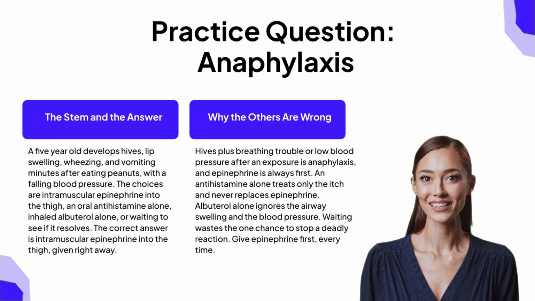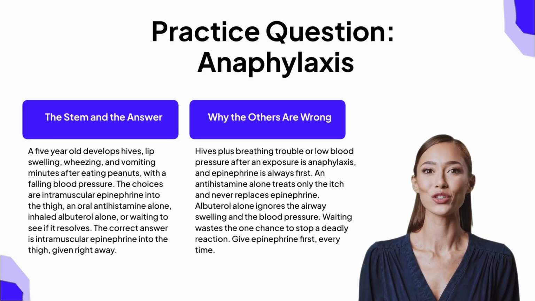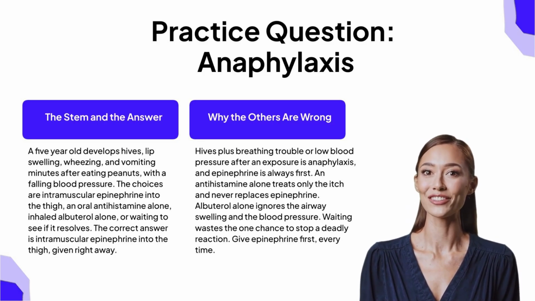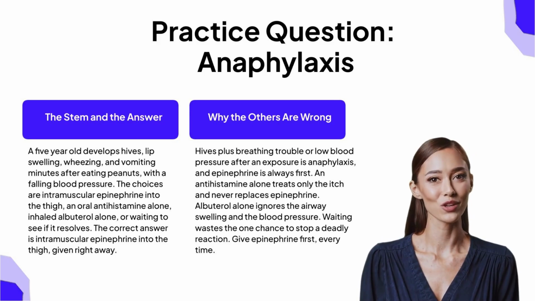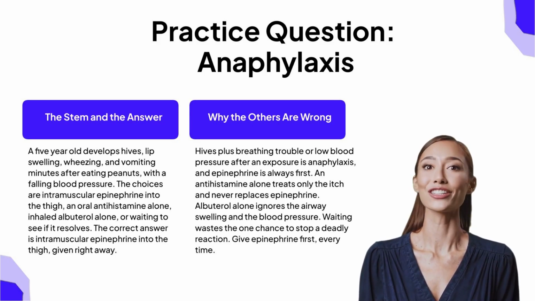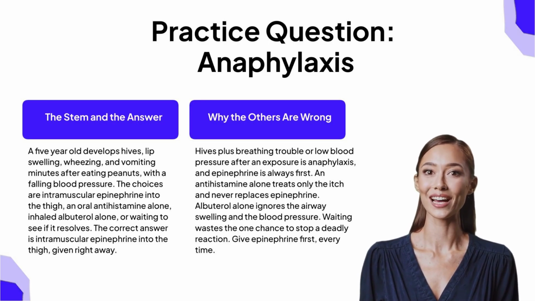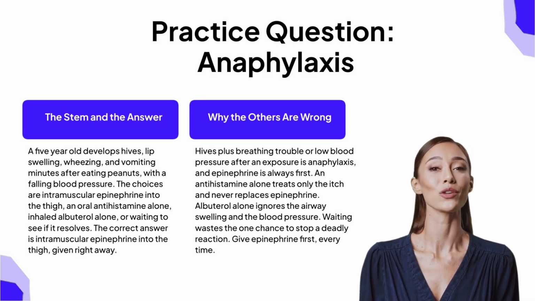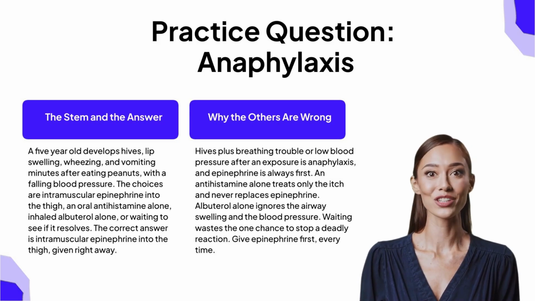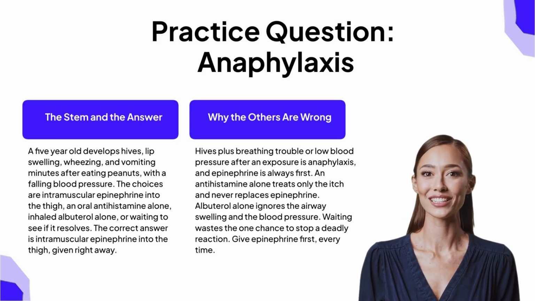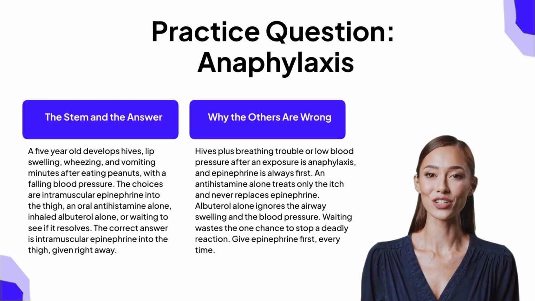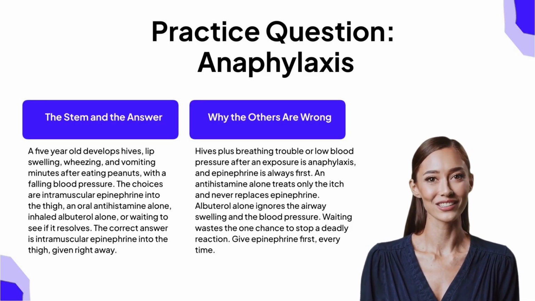Our last topic is anaphylaxis, and this one is pure pattern recognition. Picture a 5-year-old who develops hives, lip swelling, wheezing, and vomiting within minutes of eating peanuts, and now the blood pressure is falling. The choices are intramuscular epinephrine into the thigh, an oral antihistamine alone, inhaled albuterol alone, or simply waiting to see if it resolves. The correct answer is intramuscular epinephrine into the thigh, given immediately.